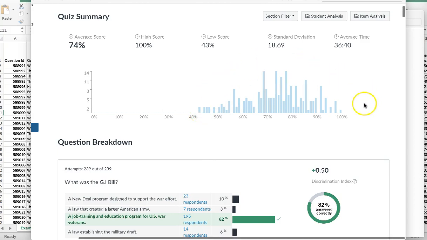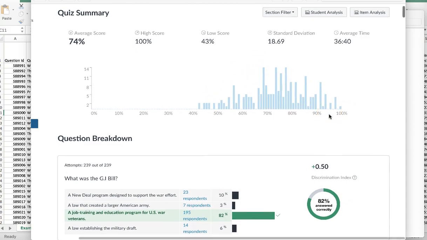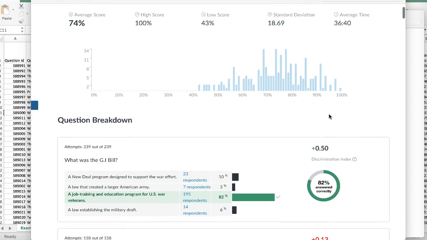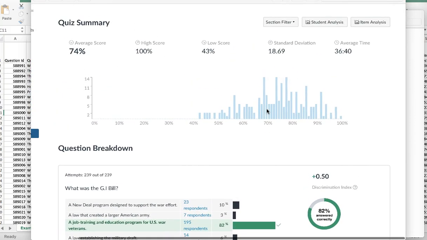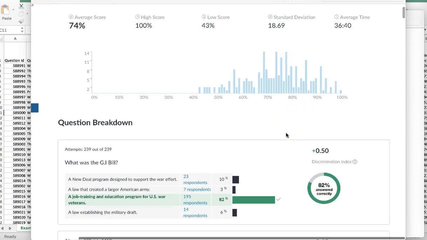Due to the numbers, you're seeing a relatively normal distribution, slightly skewed to the right, which is pretty common. Depending on how difficult the test is, you might see it severely skewed to the right.